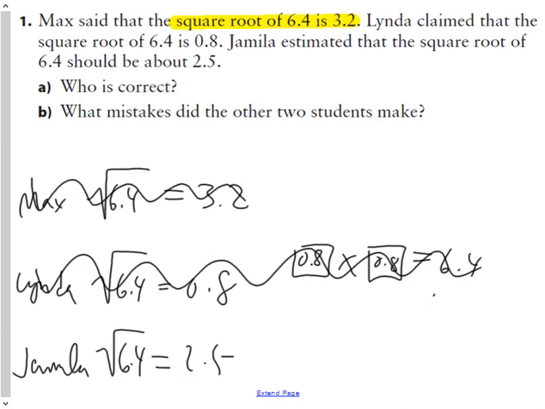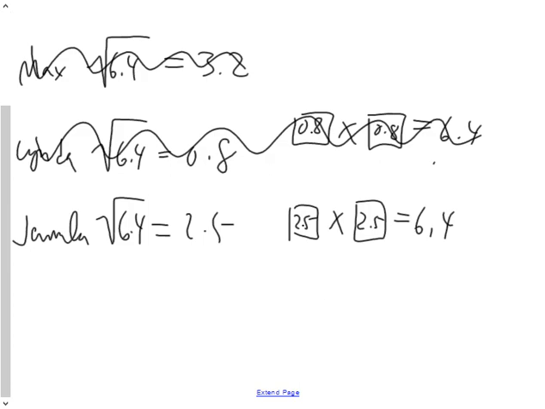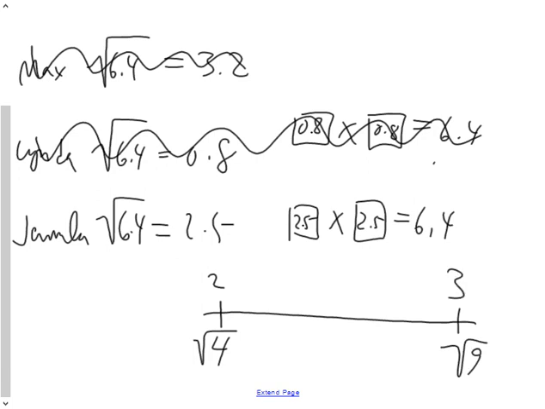However, Jamila said the square root of 6.4. So what number multiplied by itself is 6.4? And she said, well, maybe 2.5. And she's right, and here's why. If I think about what 2 squared is, 2 squared is 4. Another way to think about that is to say the square root of 4 is 2. And the square root of 9 is 3.